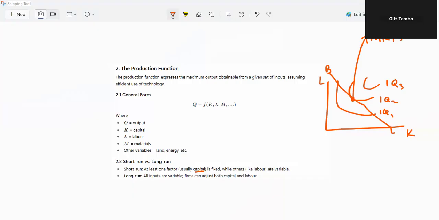We're going to look at how to optimize these isoquants using what we call the Lagrangian functions.